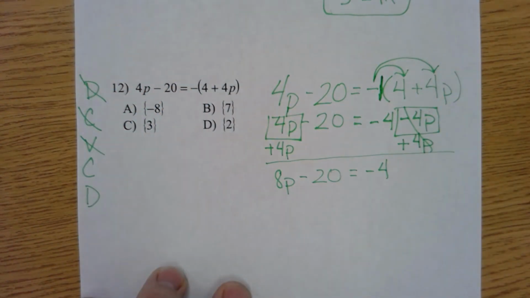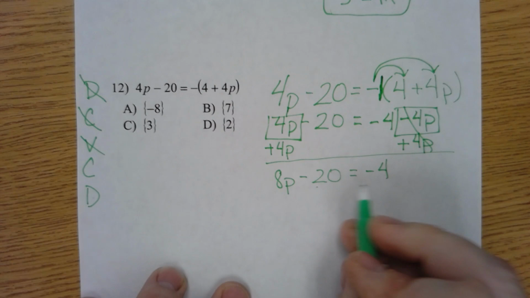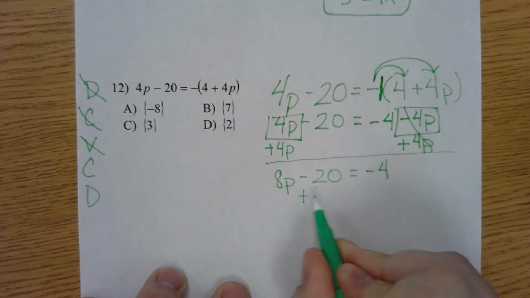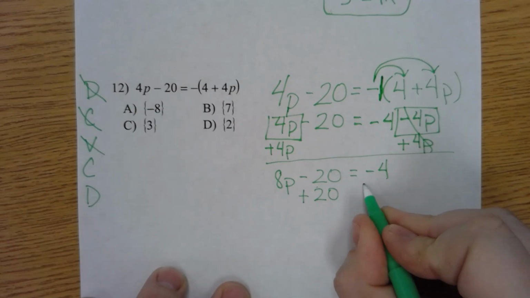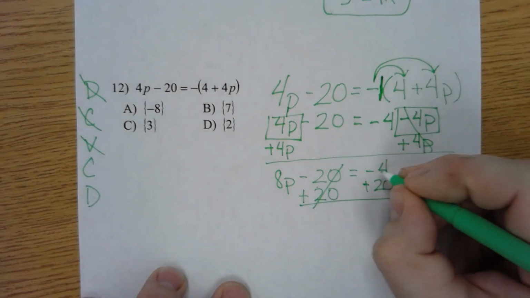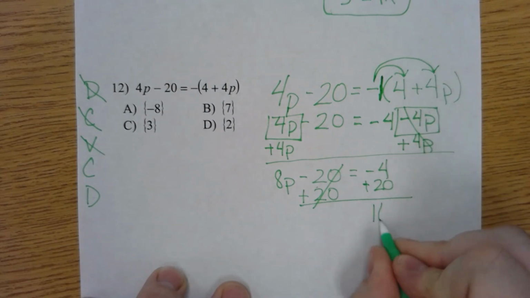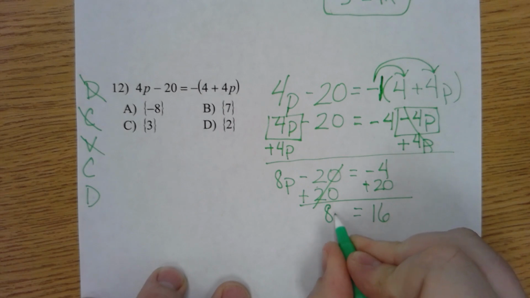C, move constants to the opposite side. Okay, so again, there's a constant on the same side as the variable, so we need to move it over here. Again, inverse operation tells us to add because it's a -20. So plus 20 on both sides. -4 plus 20 is positive 16. And then we bring our equal sign and our 8p.